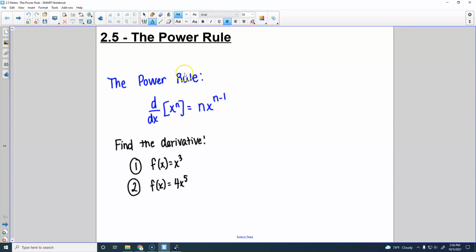Alright, so, if you have not already, I would write down, this is called the power rule. So this is a little bit different notation. When I write d over dx, that means the derivative of.